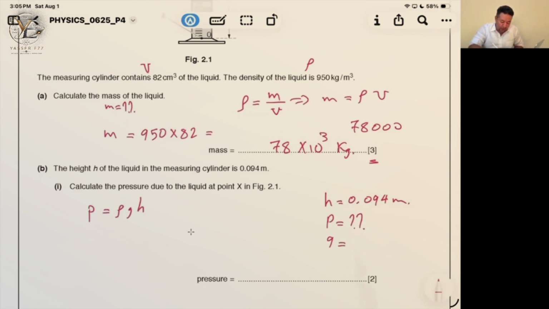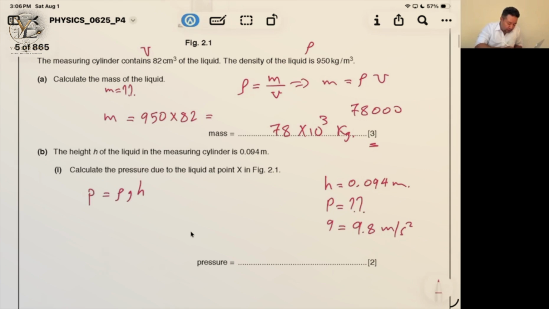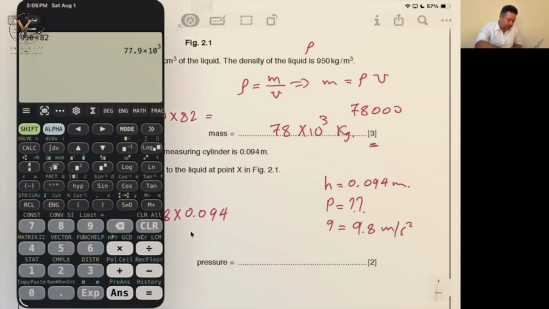g is 9.8 or 10. For simplicity, I'm going to consider it 10. But in the updated syllabus, it becomes 9.8. If the examiner didn't force us to write it 10, you should write it 9.8. Actually, I'm going to use 9.8, it is more accurate, 9.8 meter per second squared. So what is the density? The density is given to us, 950. g is 9.8. And h is 0.094.